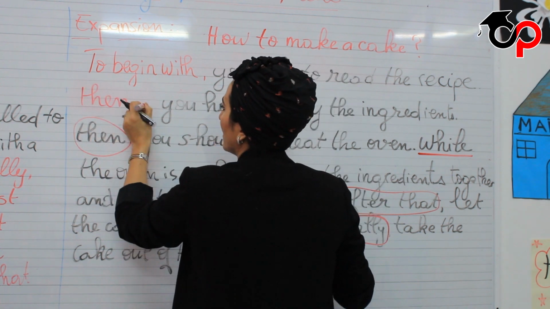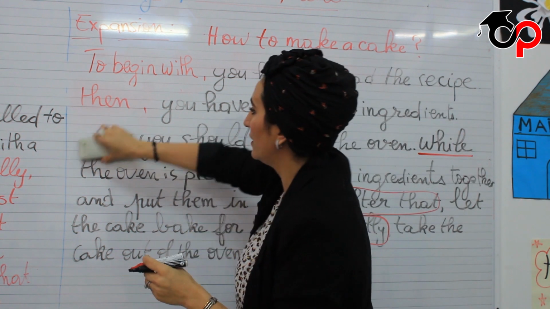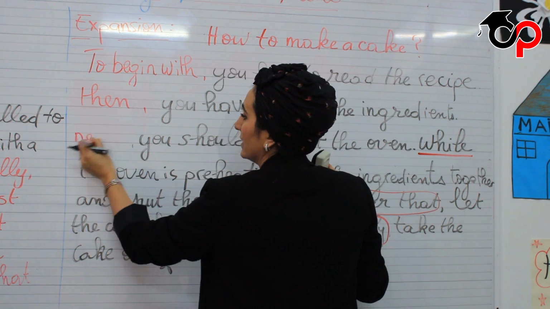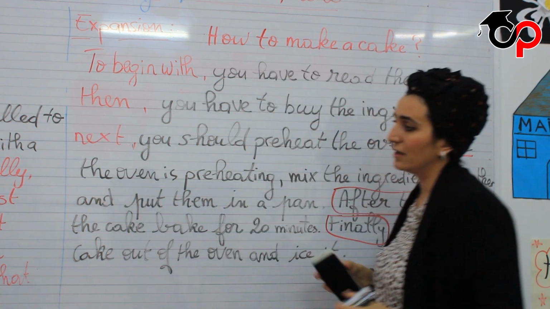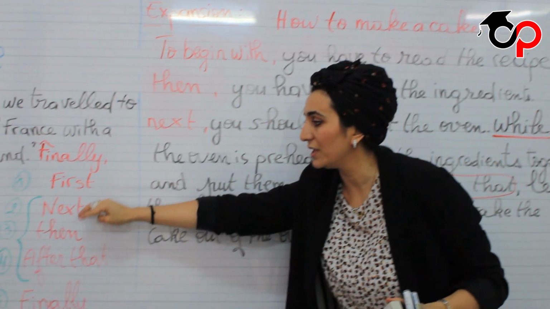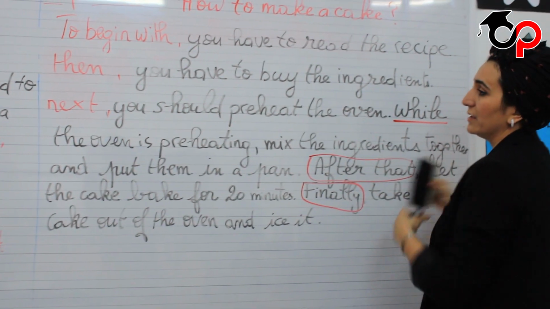So here I can put then, you have to do this. Here I can interchange and make next. You see? As I said here, the order is not important. The order of these three, next, then, and after that. Then you have to buy the ingredients.